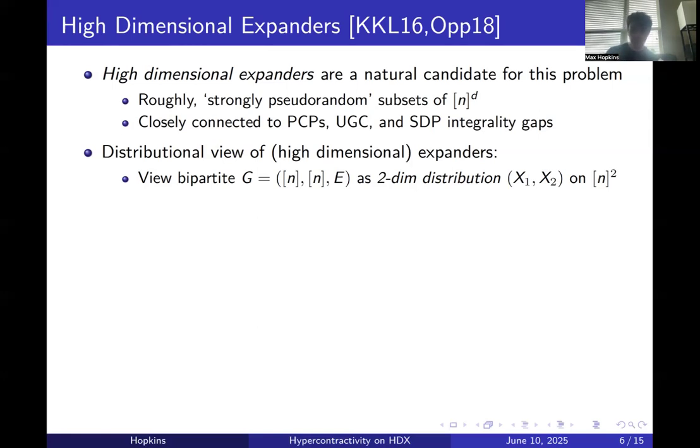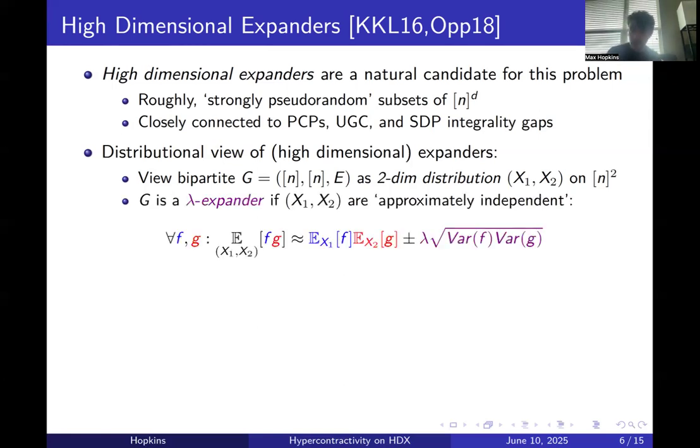A graph G is called a lambda expander basically if this two-dimensional distribution, these variables x1 and x2, act approximately independent. If this graph is sparse, these variables might be extremely correlated, and this incredible property of expansion says there are sparse graphs, very sparsely supported distributions, where nevertheless the variables act independent in the sense that for any functions f and g, the joint expectation of f times g across this product is roughly the product of the expectations. It is roughly expectation of f times expectation of g up to some additive error in the expansion parameter lambda. Okay, so you can see this is the two-dimensional version.